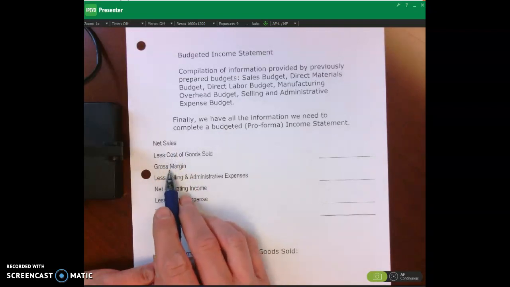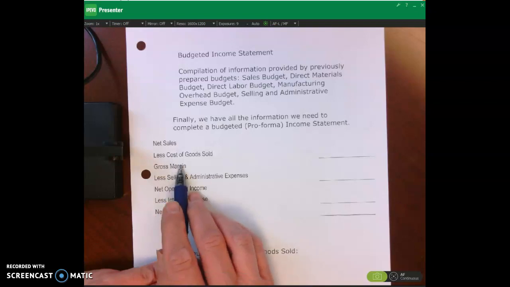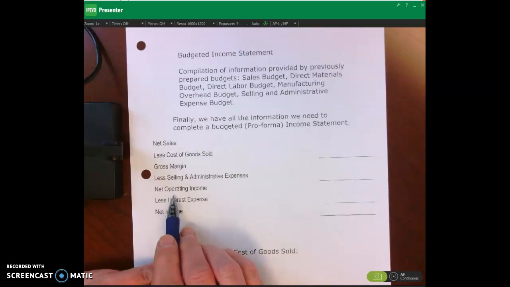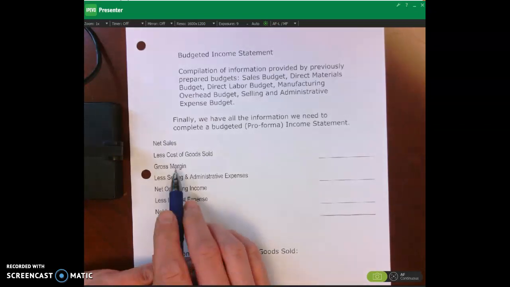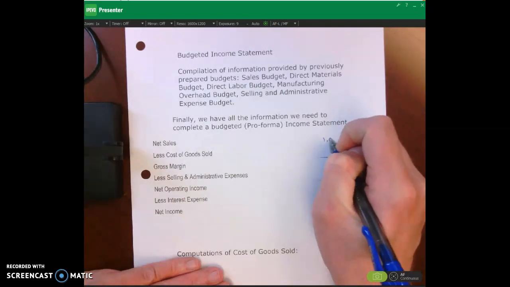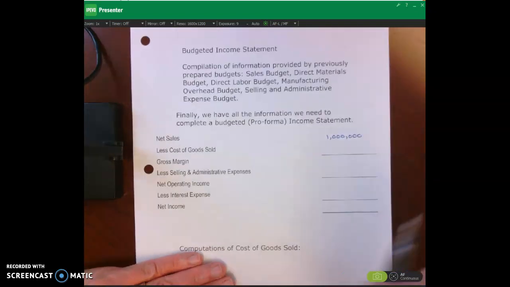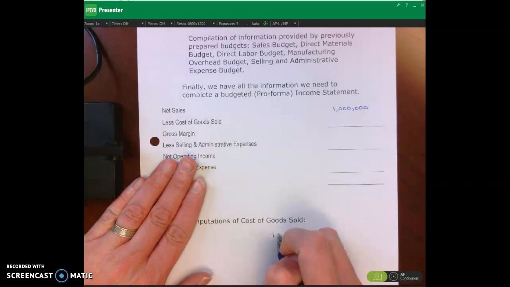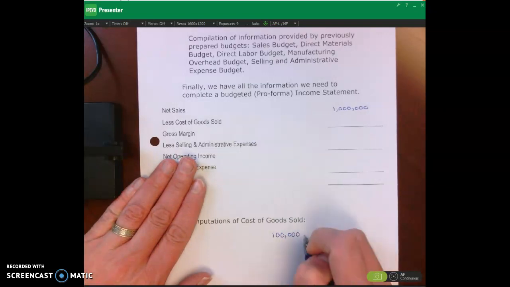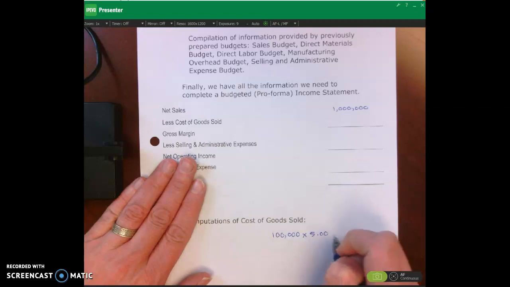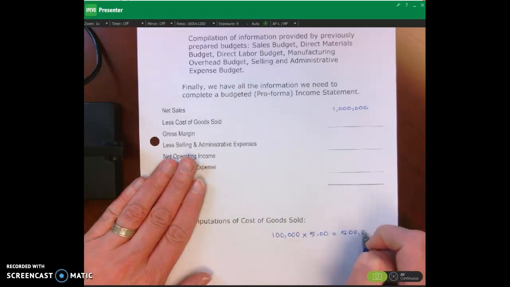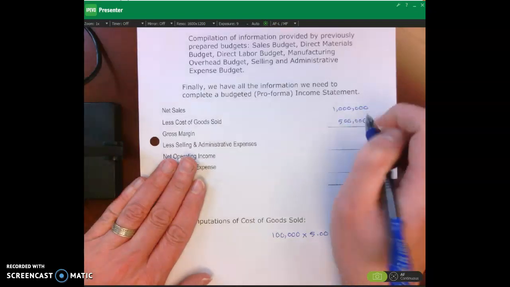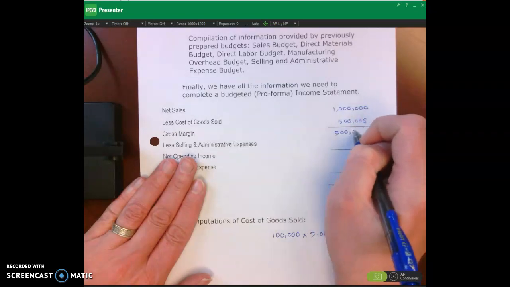Sales, cost of goods sold gives us gross margin. Gross margin, also known as gross profit, subtracting out our selling and admin expenses gives us our net operating income. Subtracting out our interest gives us our net income. So we can pull our sales from the sales budget. And then we can also calculate our cost of goods sold. Remember, we thought we were going to sell 100,000 units. That's from the sales budget. And our unit cost, which we calculated, was $5. That gives us cost of goods sold of $500,000 right over there. That means our gross margin is 500,000.